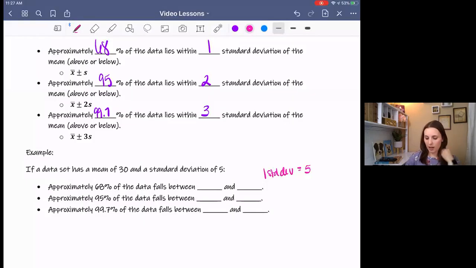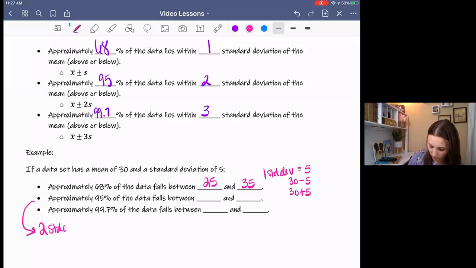Hopefully you found that if one standard deviation equals 5 units, we'll just call it units here, then one standard deviation below the mean would be 30 minus 5, and one standard deviation above the mean would be 30 plus 5. Then 95% represents 2 standard deviations, and 2 times 5, because one standard deviation is 5, is 10 units. So 10 units below the mean is 20, and 10 units above the mean is 40.